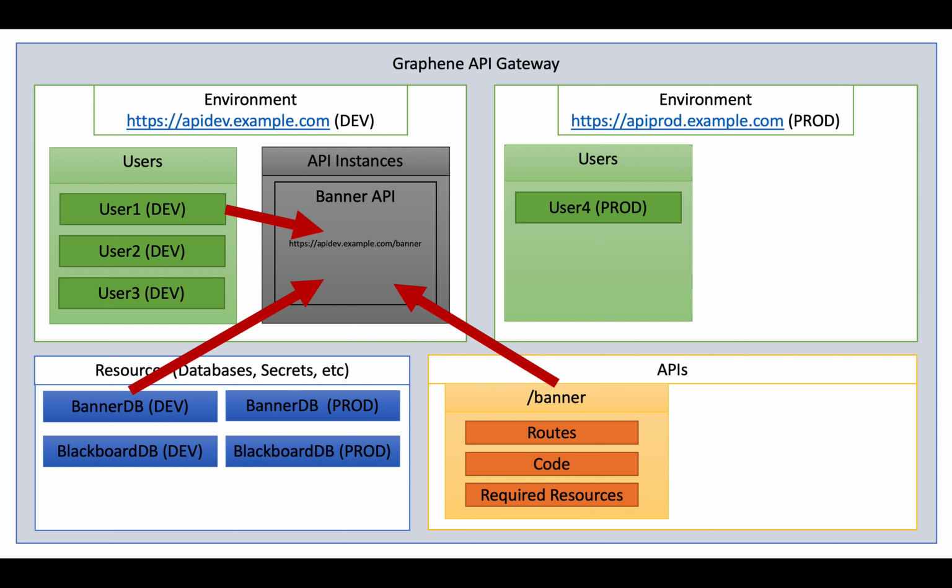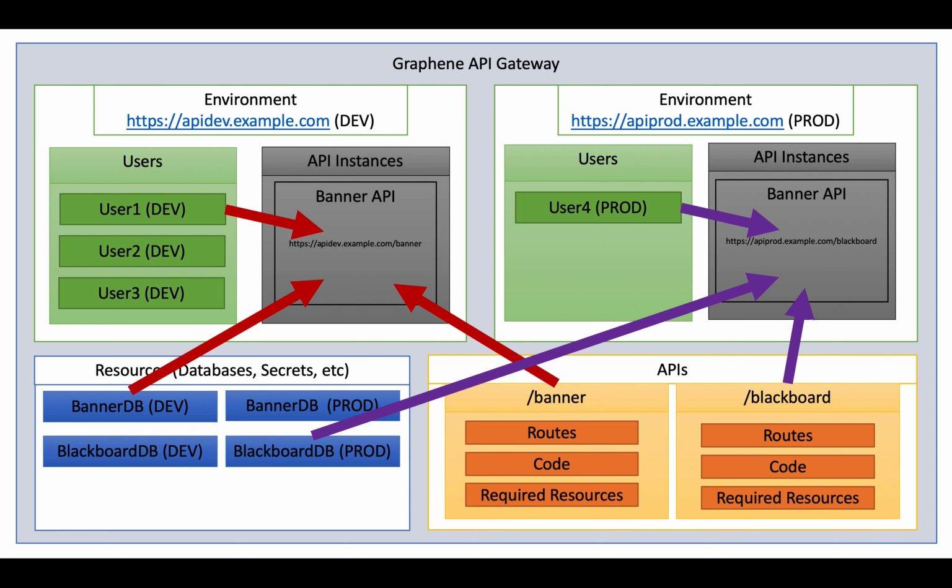But instead of doing that, I'm actually going to instantiate a Blackboard API. So this is the same type of situation, except in this particular one, instead of doing something in dev, we're actually doing everything in production. So we are using that production user, we are using that production Blackboard database, and we're using the API that we've just built out.